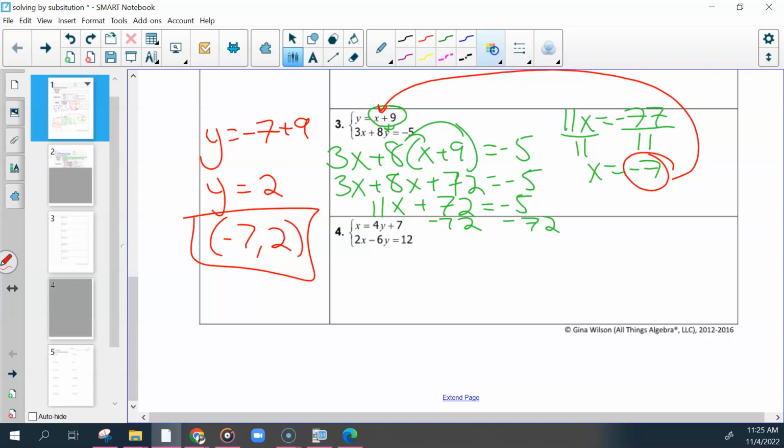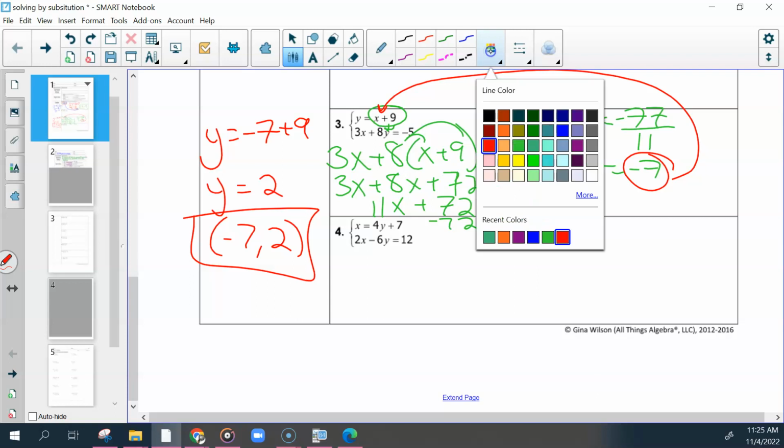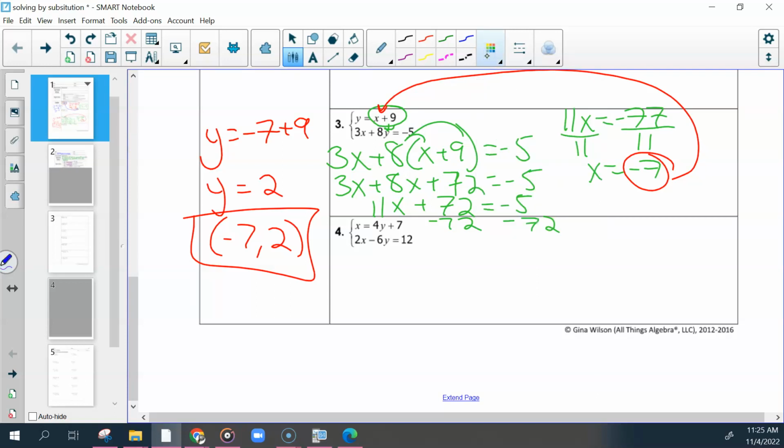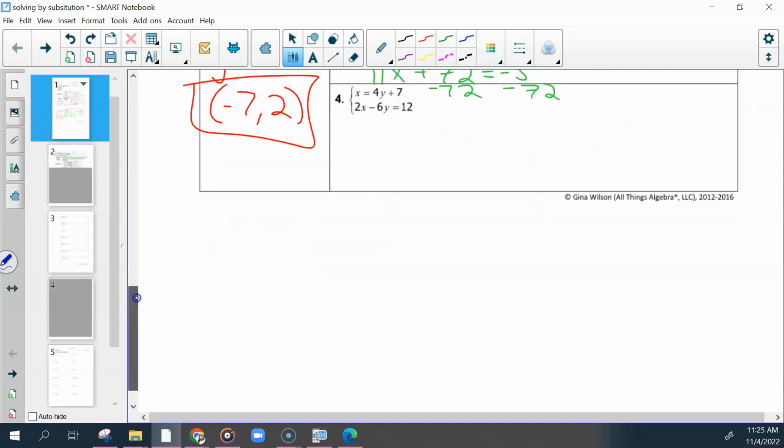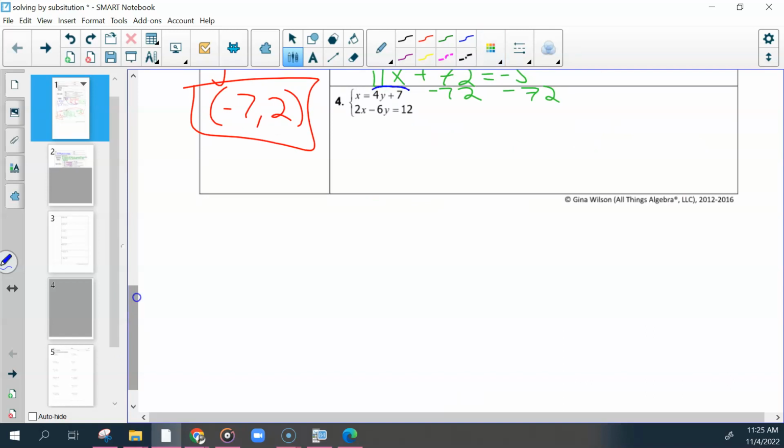Do we have an equation where x or y is already solved? Yes. But this time it's x, not y. So one of the biggest things here is making sure you substitute into the correct thing. You'll know when you don't substitute into the correct thing because you'll have still 2 variables instead of just 1. So we're now going to take this expression and we're going to put it in for x, not y, because we have an x equals.